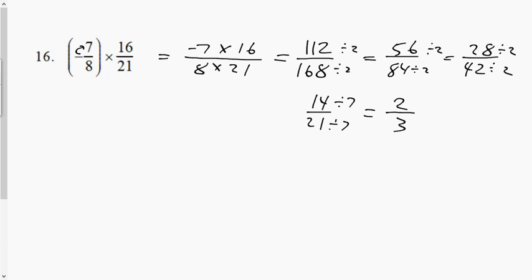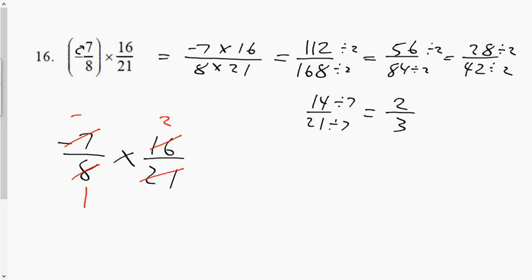Or, alternatively, since you learned about cross reduction, you could cross reduce this by thinking the 16 over the 8 would reduce to 2 over 1. The negative 7 over 21 are both divisible by 7, giving you negative 1 over 3. And when you multiply it all out, oh, I forgot the negative sign. You would have still ended up with negative 2 over 3 as a final answer.